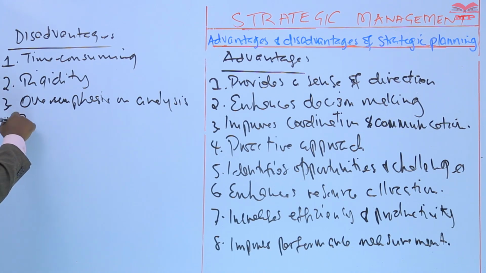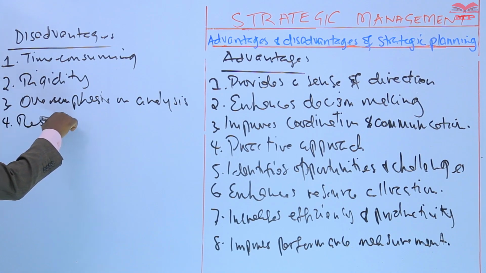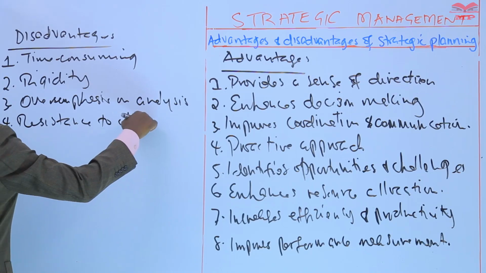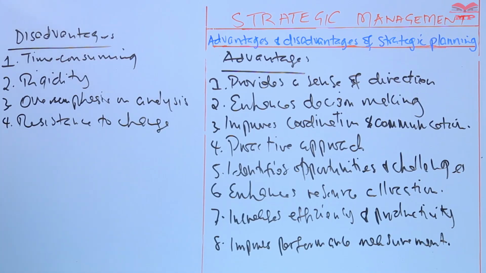4, resistance to change. Strategic planning may encounter resistance from employees who are uncomfortable with change or perceive the process as a threat to their jobs or a threat to their autonomy. There could also be implementation challenges.